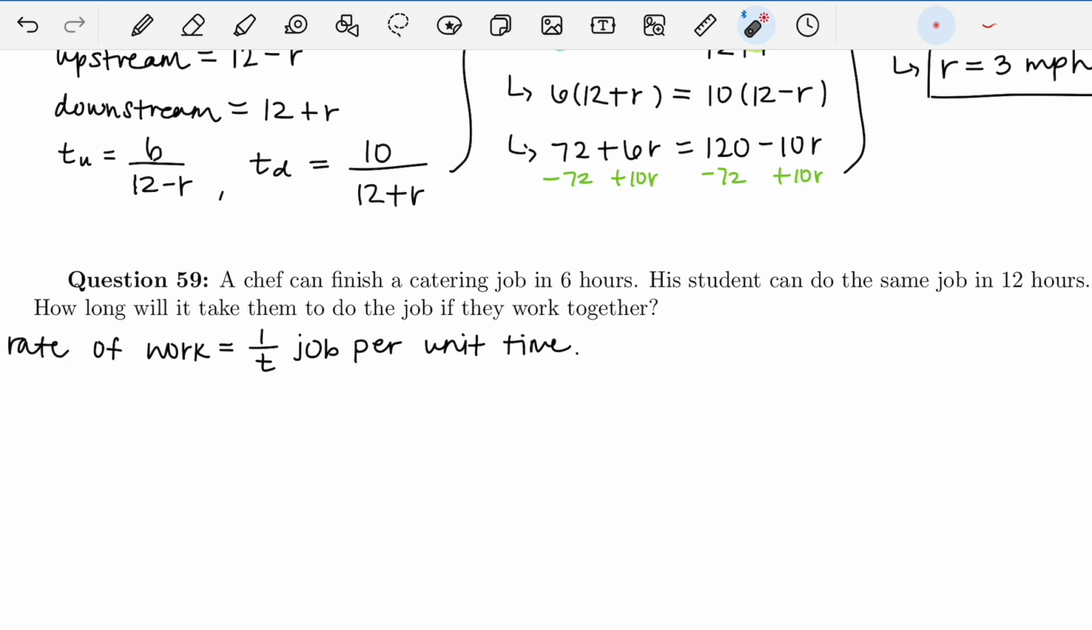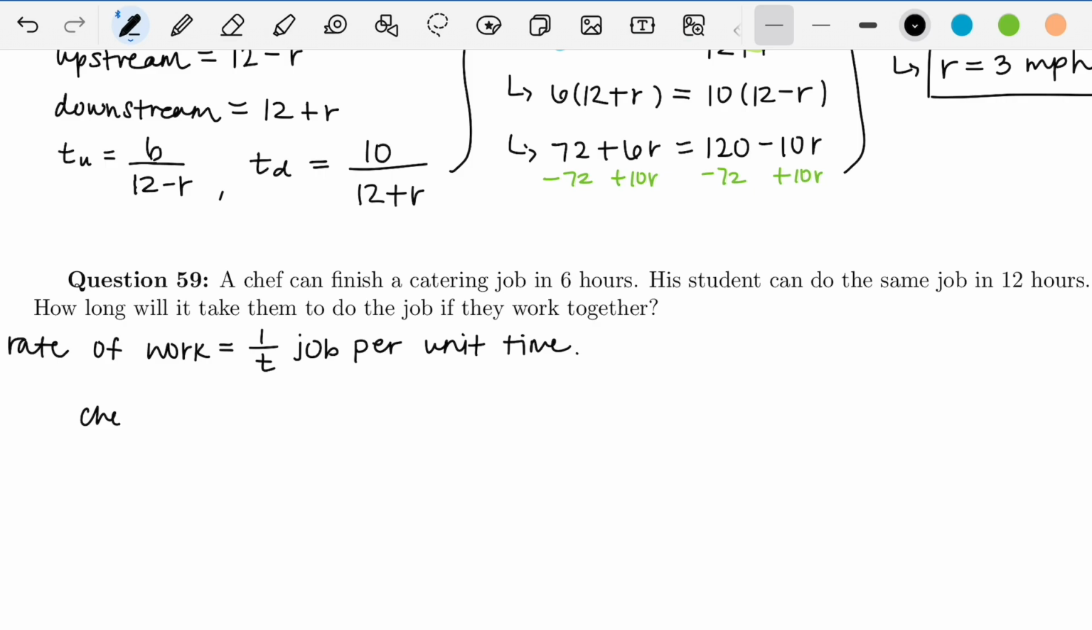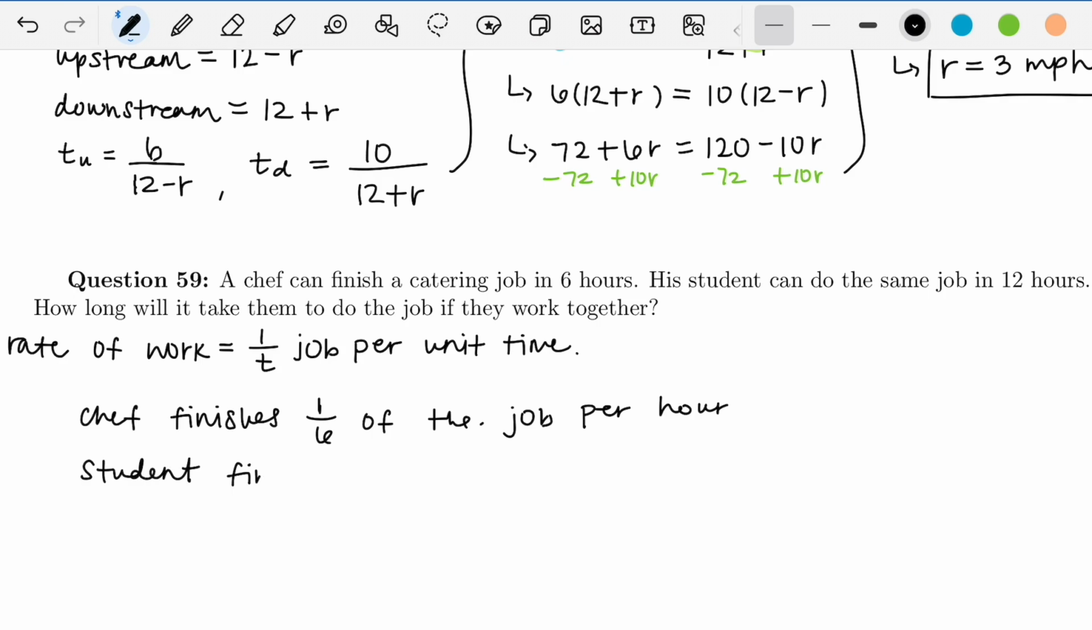and it says that the rate of work is going to be 1 over T of the job per unit time. So what this means is if the chef can finish a catering job in 6 hours, then he can finish 1/6 of the job per hour. So let's write this down here. So chef finishes 1/6 of the job per hour. And then for the student, they're going to finish, well, the job per hour.